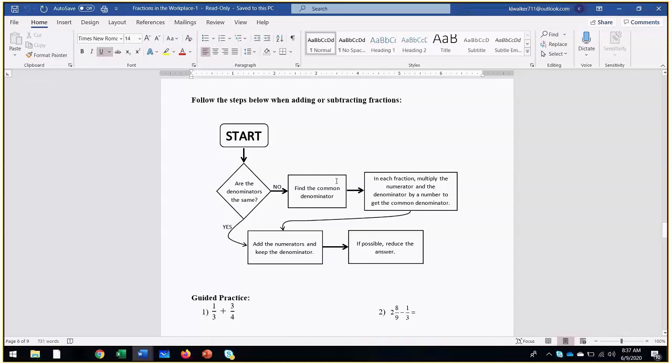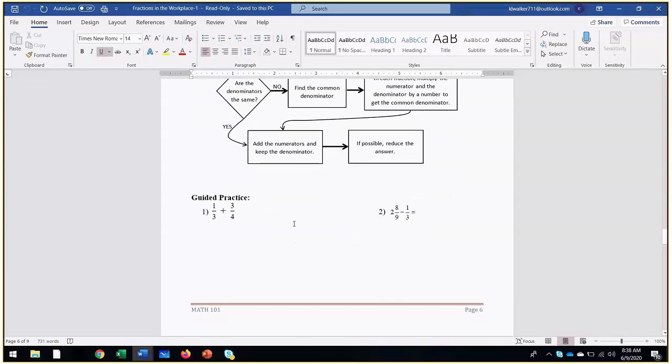And then from there, you're going to multiply your numerators to make them match the denominators that you just found, and then continue the process. We go back down here, add your numerators, reduce if you can. So I'm going to go through a couple guided practice problems here before we move on to the word problems to make sure that this is clear.